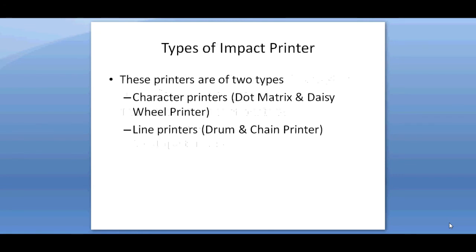Types of impact printer. These printers are of two types, character printer and line printer. Character printer stores individual characters when needed to print. A character printer will print one character at a time instead of one line at a time. Today these printers are rarely used because of speed issues and because only text is capable of being printed. These are further divided into two types, dot matrix printer and daisy wheel.